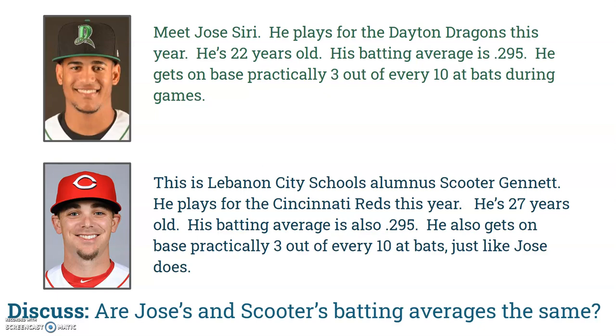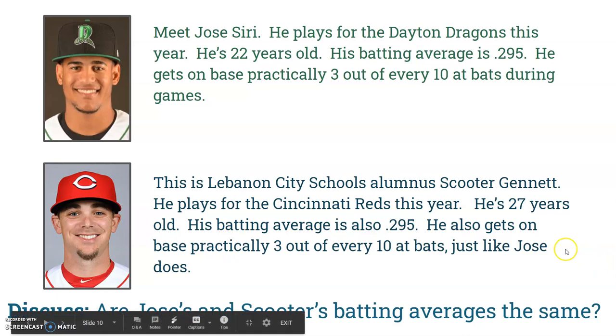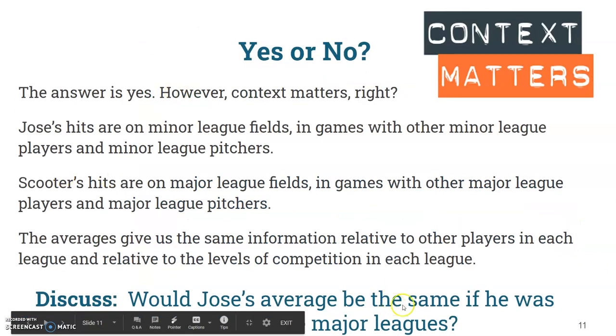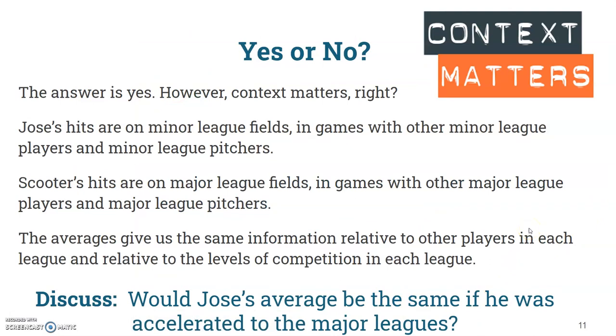Are Jose's and Scooter's batting averages the same? I'm going to give you just a little bit of time to think about that. Okay. So, are they the same? Well, of course they are. They're both .295. However, if you're thinking outside the box, you're thinking, you know what? Jose plays on a minor league team, and Scooter plays on a major league team. So how could we possibly compare those two?